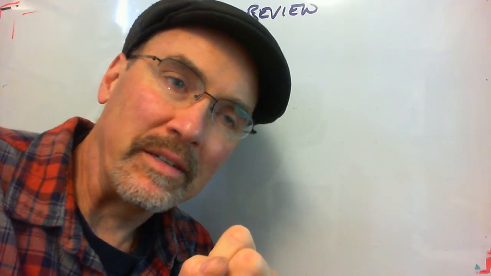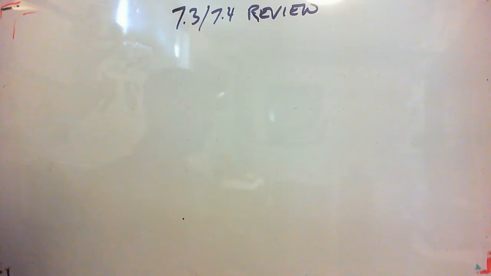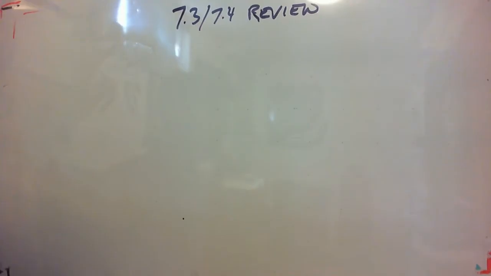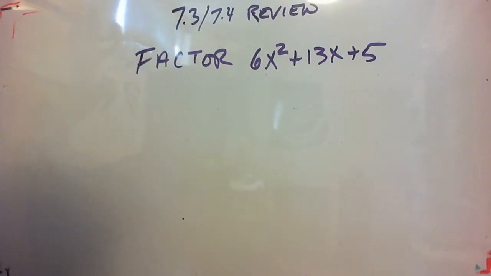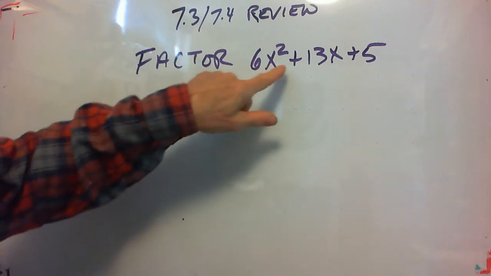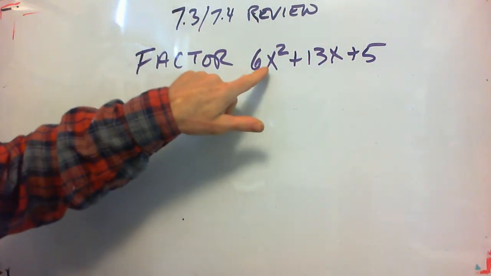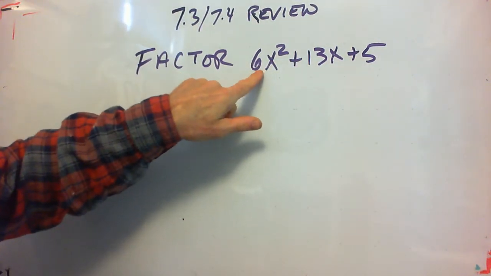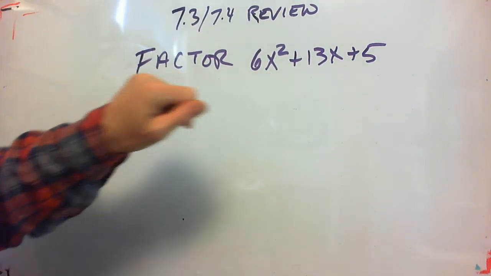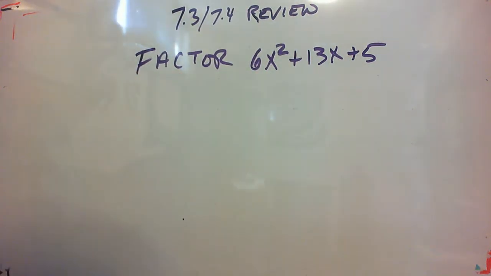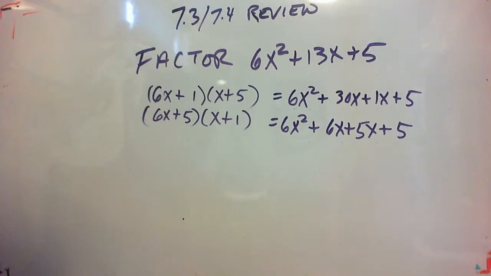7374, factoring those tricky polynomials and also the difference of squares. We'll start with factoring 6x squared plus 13x plus 5. You note the coefficient on x squared is not 1, it's 6, so we have to use a different method. The method I show in this class is by checking possibilities.